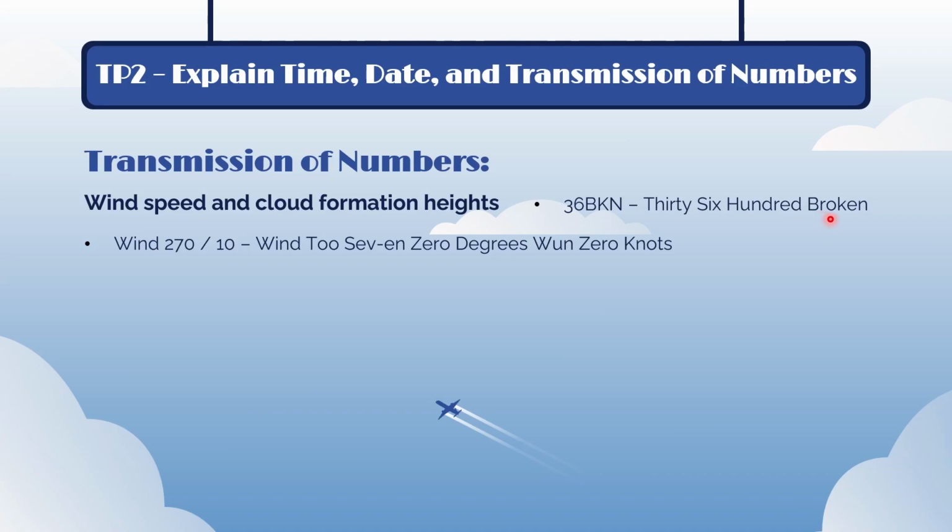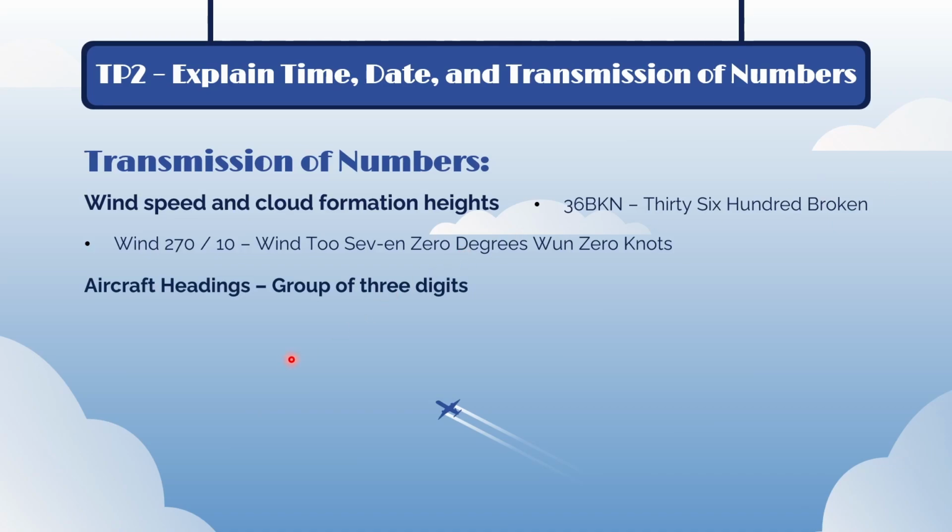Here it's calling broken, so it is around 5 to 7 octas of clouds, so quite a bit of clouds. And it is at the altitude of 36. So 36 is referring to 3600, okay? So we read it as 3600 broken. 3600 is feet, by the way. And also another thing to deal with numbers.